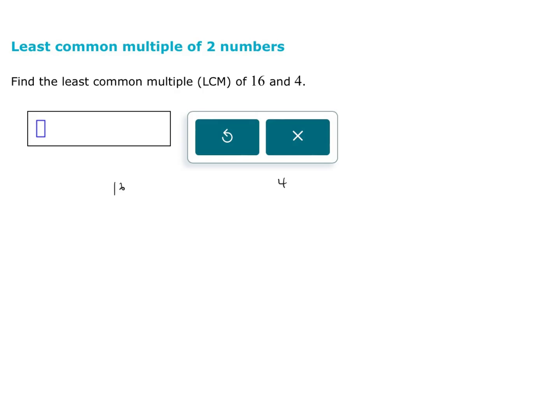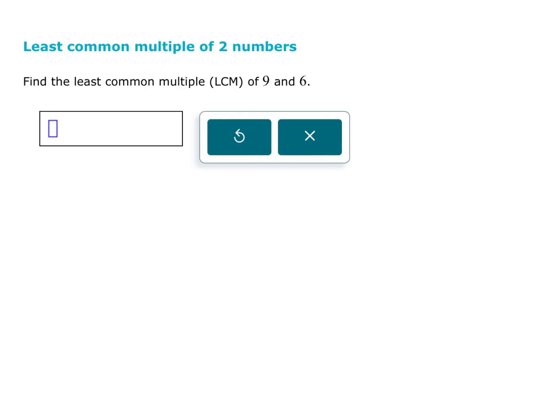Here's 16 and 4. And again, I start with the larger one, but I don't just jump right into skip counting by 16. The first thing I always will think about is, will the smaller one go into the larger one? Because if I skip count by 16, I'll have 16, 32, 48, and so on. But when I start skip counting by 4, I'm eventually going to get to 16 because 4 is a factor of 16. So if the smaller one goes into the larger one, you already have your least common multiple.